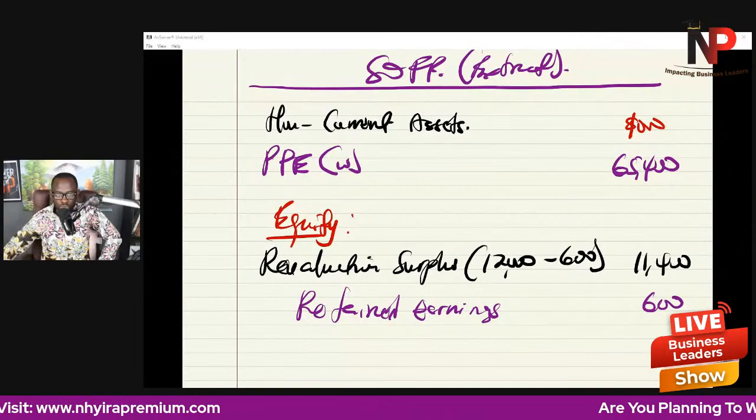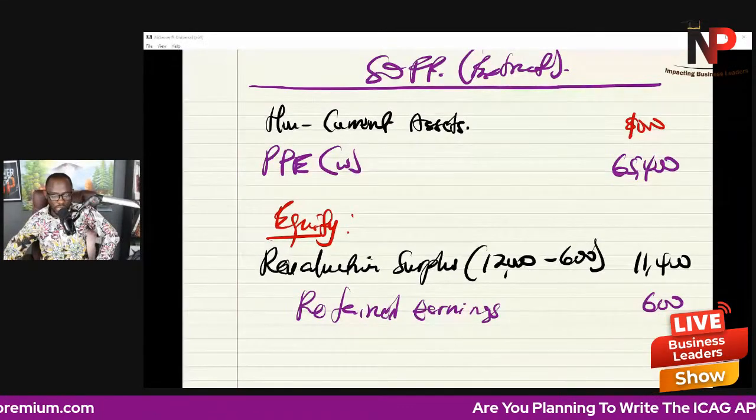So that is the issue about this one. Any questions, please? Any questions? So that's the idea about IAS 16, property, plant and equipment.